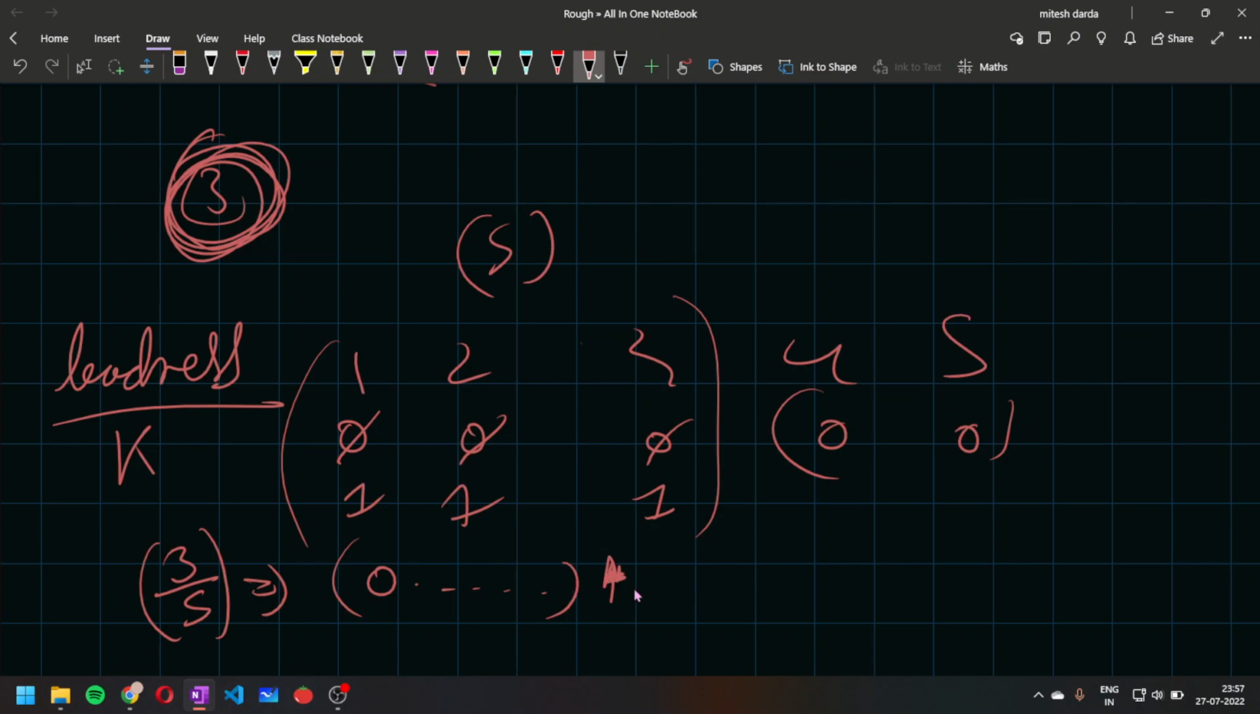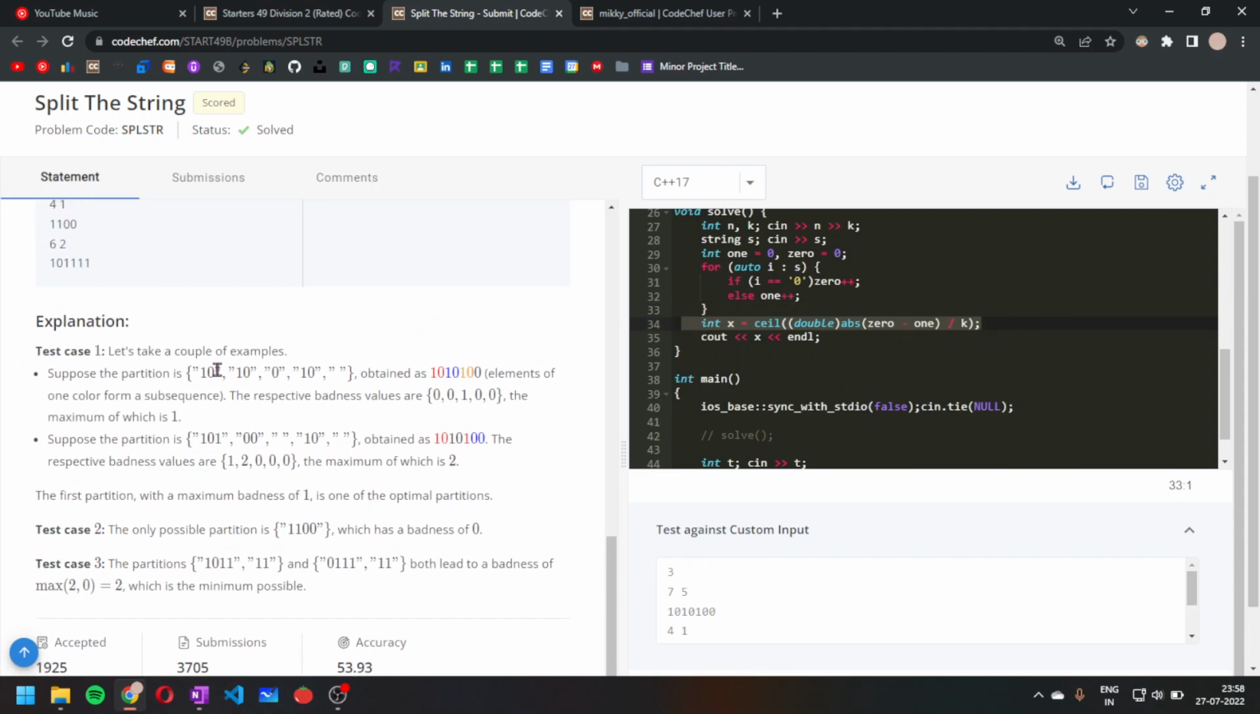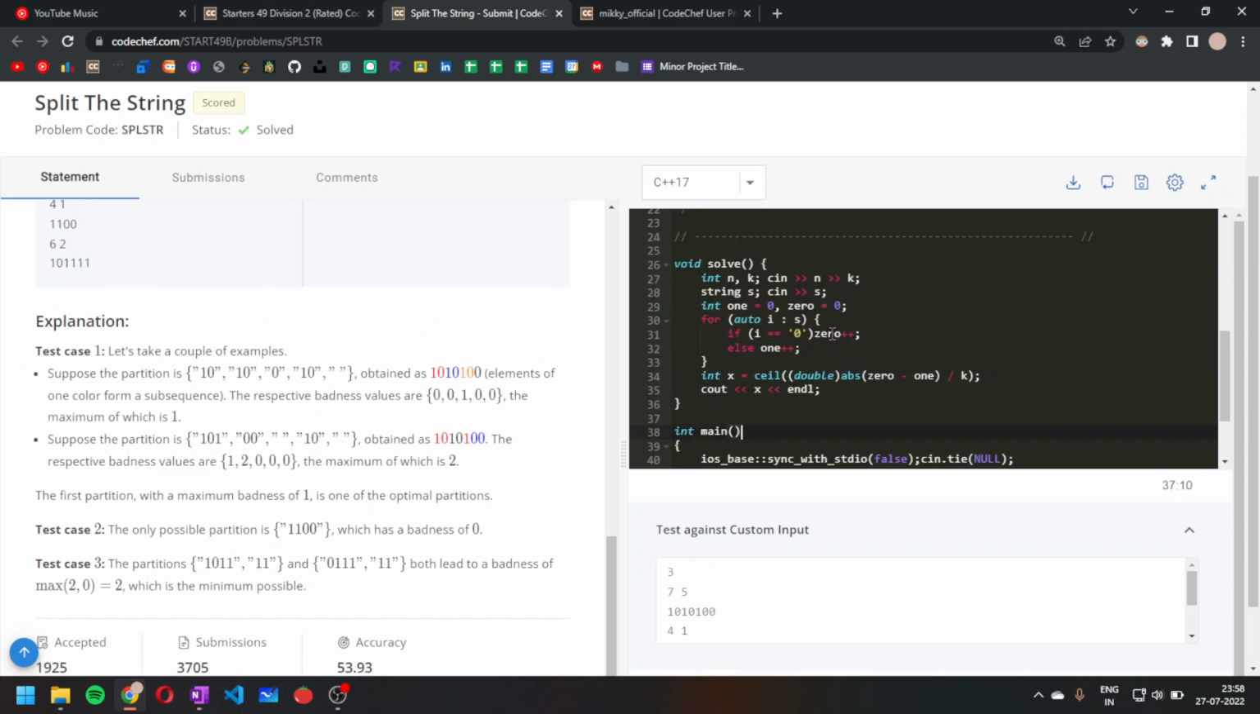So what happens in ceil is this is going to round the value up to the nearest integer, not the nearest to the topmost integer. So let's say we have 0.1, this is going to become 1, right? So we have done this only, and this is our answer for the split the string. We have taken the count of zeros and ones, and here I'm doing absolute of 0 minus 1 divided by k and ceiling of this value, and we are just printing out this value. So this is a very small solution, we just have to make some observations.